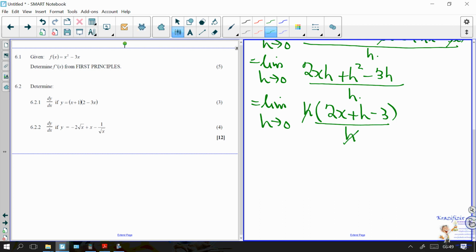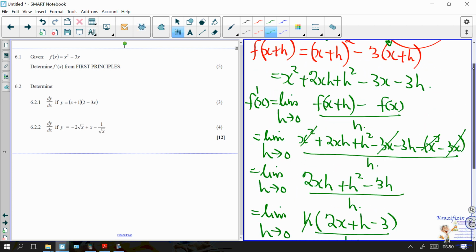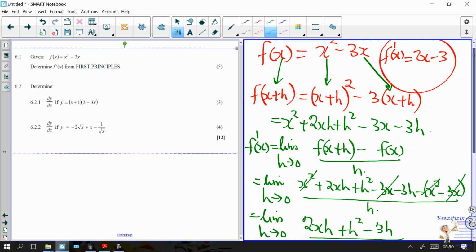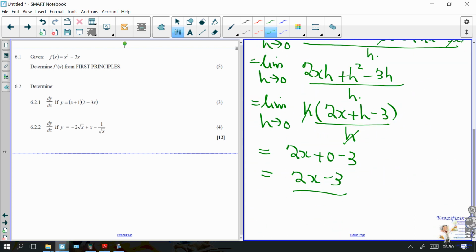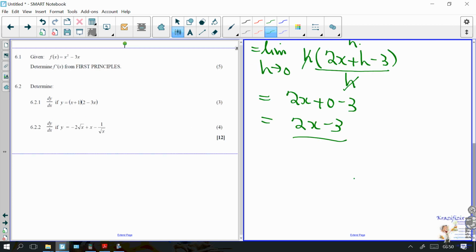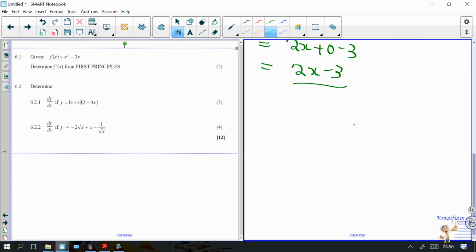And once you replace your h with 0, you no longer write limit. So what are you going to have? 2x plus 0 minus 3. What's my answer? 2x minus 3. Let's scroll up quickly and check what we said we should get. 2x minus 3. You have your 5 marks there quickly. All right, so first principles. If I have enough time after this video, I'll do some other questions.